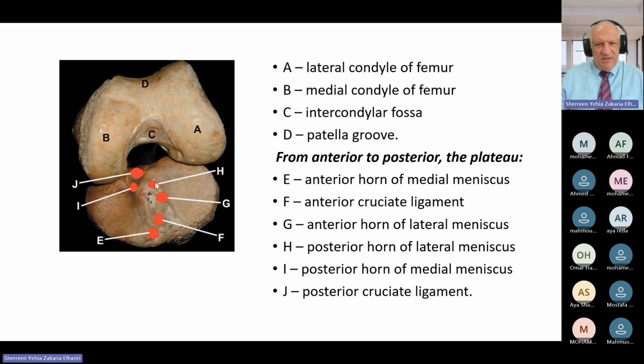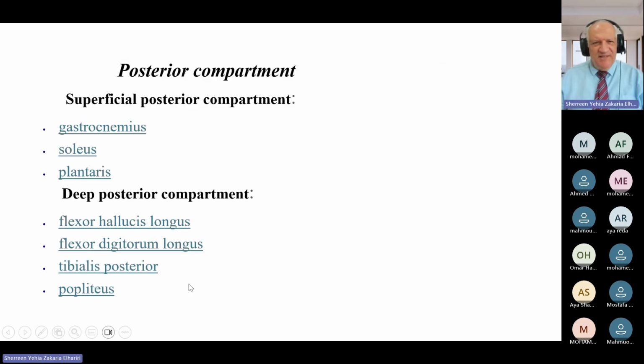Okay, H is the lateral meniscus, posterior horn. J is the medial meniscus. So just remember that E and I are the anterior horn and posterior horn of the medial meniscus, like this. And F is the anterior cruciate and J is the posterior cruciate. Okay, it's not common to come, but it's just in case.